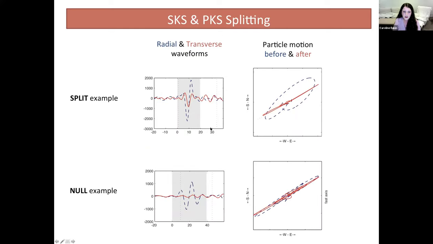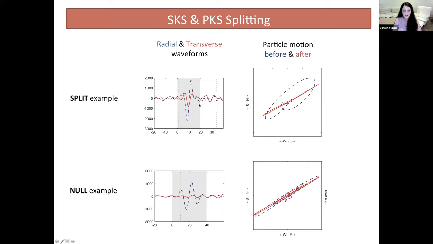What this looks like on the seismograms, what shear wave splitting looks like. So in the top here, I've got an example of a split, where we see shear wave splitting. And on the bottom, I've got an example of a null. And that's what we call something where there hasn't been any shear wave splitting.